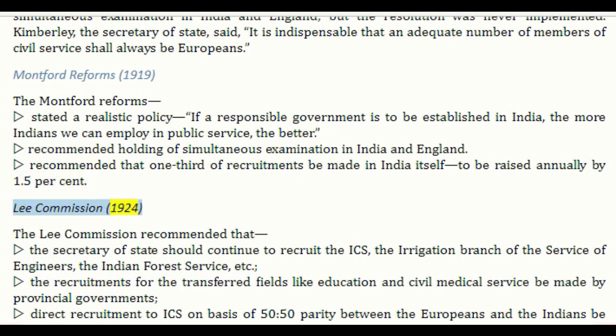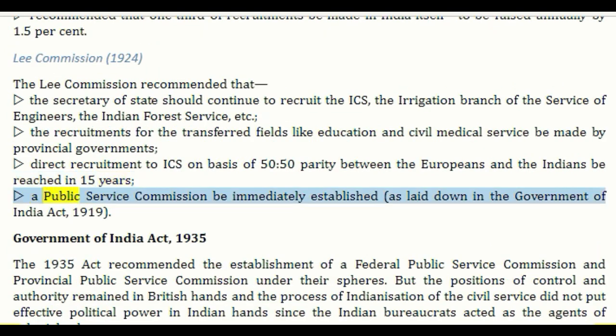Lee Commission, 1924. The Lee Commission recommended that the Secretary of State should continue to recruit the ICS, the irrigation branch of the Service of Engineers, the Indian Forest Service, etc. The recruitments for the transferred fields like education and civil medical service be made by provincial governments, direct recruitment to ICS on basis of 50-50 parity between the Europeans and the Indians be reached in 15 years, a Public Service Commission be immediately established, as laid down in the Government of India Act, 1919.